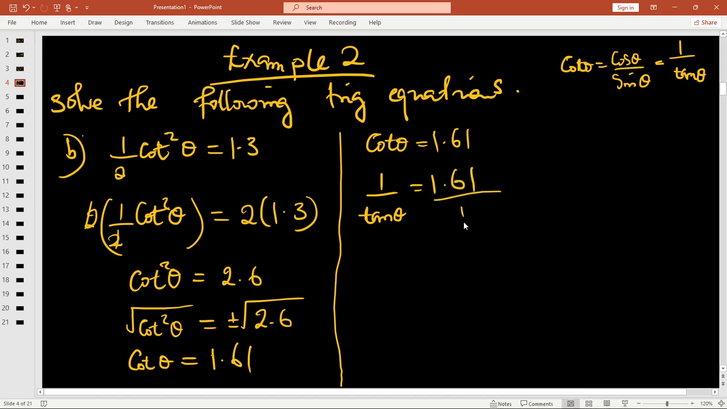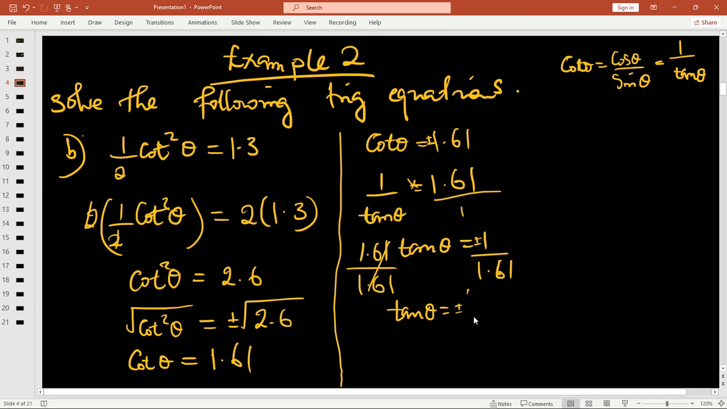So this is the same as 1.61 over 1. We multiply here, and we're going to have 1.61 tan theta is equal to 1. We divide by 1.61 on this side and on the other side. Then our tan theta is equal to 1 divided by 1.61. We still have a plus or minus here, so we continue having it there.